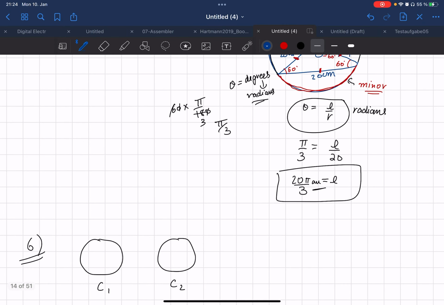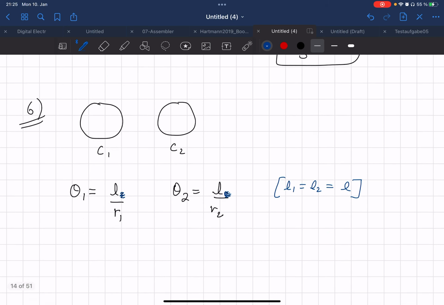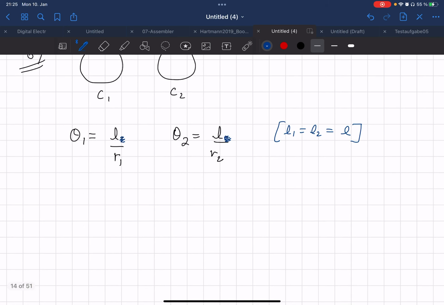And what did they ask me in the question? Find the ratio of their radii. So here I'll take R1 is L upon theta 1, R2 is L upon theta 2. Easy. R1 upon R2 is equal to L upon theta 1 multiplied by theta 2 upon L. So R1 upon R2 is equal to theta 2 upon theta 1.